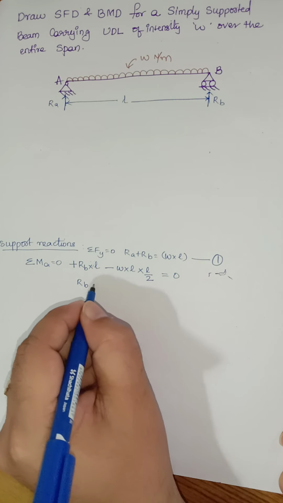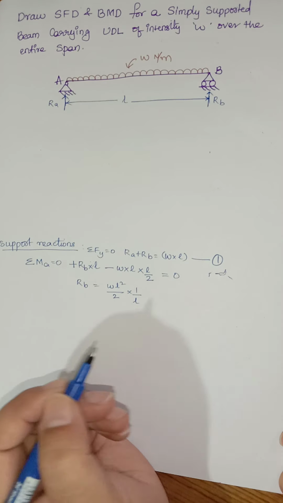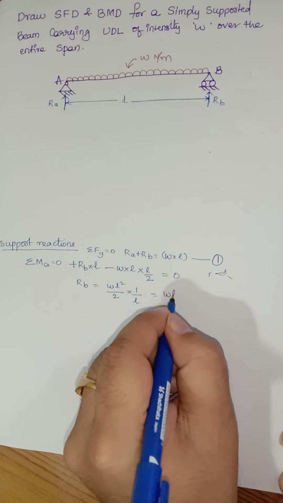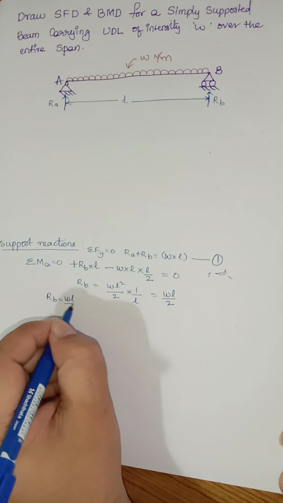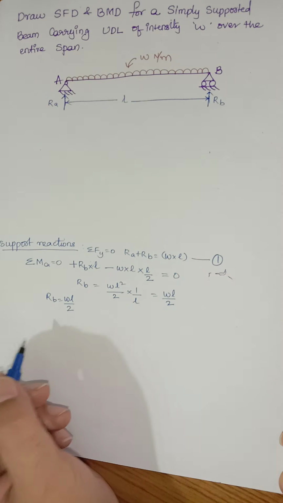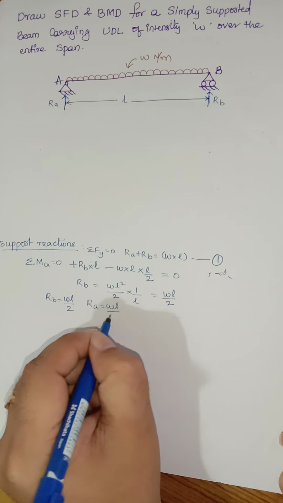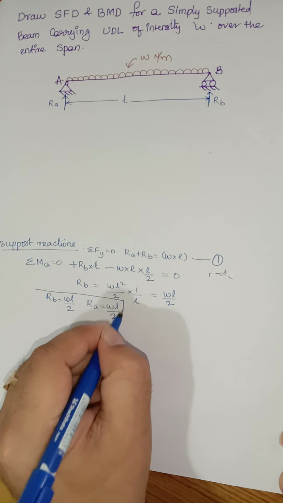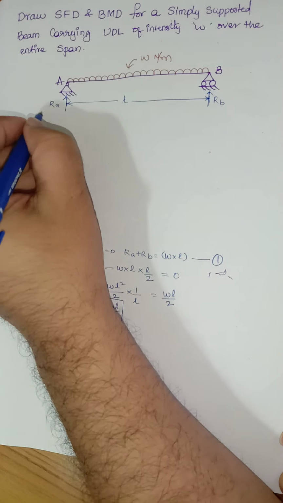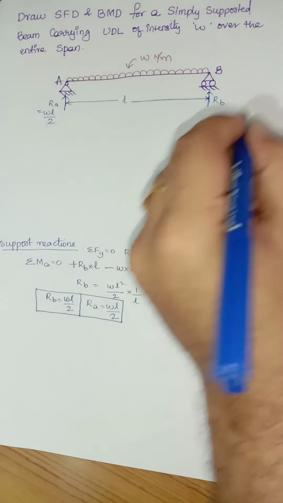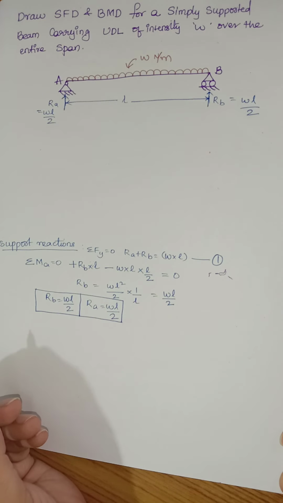Now RB is equal to W L square divided by 2 multiplied by 1 by L. So we'll get WL divided by 2. When RB is equal to WL divided by 2, I'm substituting the same thing in equation number 1. We get RA is equal to WL divided by 2. We got both the reactions: RA is equal to WL by 2 and RB is equal to WL by 2.